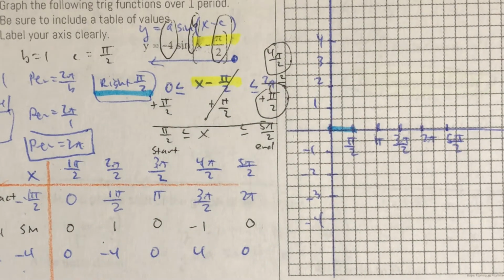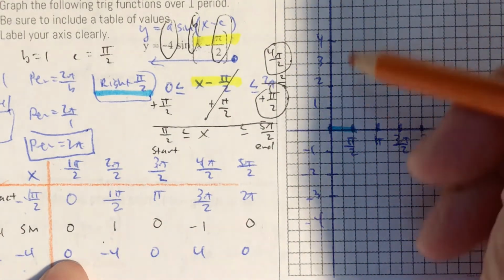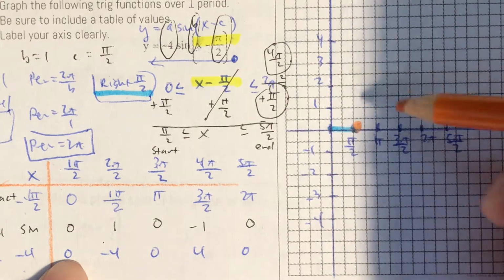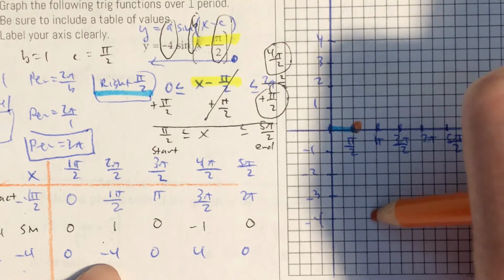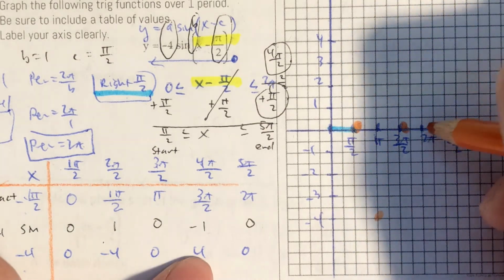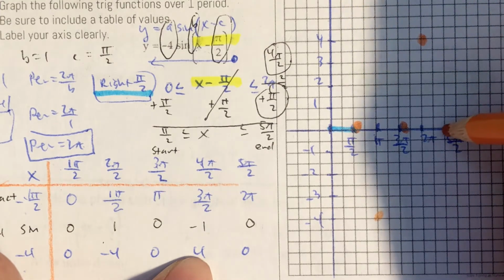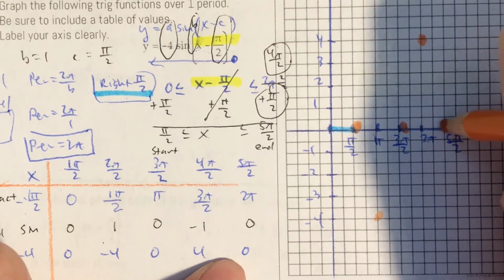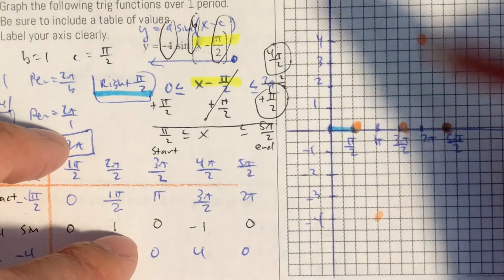And then I'm just going to go ahead and plot those points. Pi over 2, 0. Pi at -4. 3 pi over 2 at 0. 2 pi at 4. And 5 pi over 2 at 0. That's what my graph looks like.